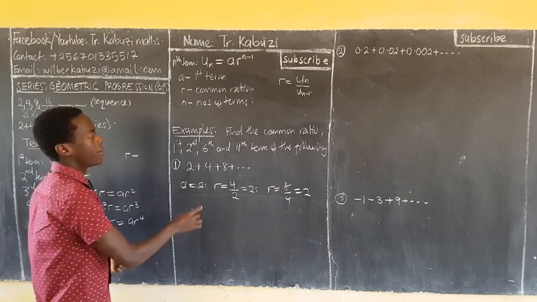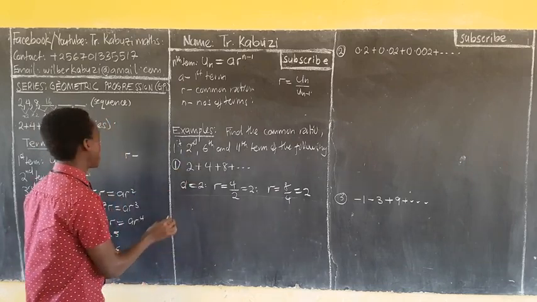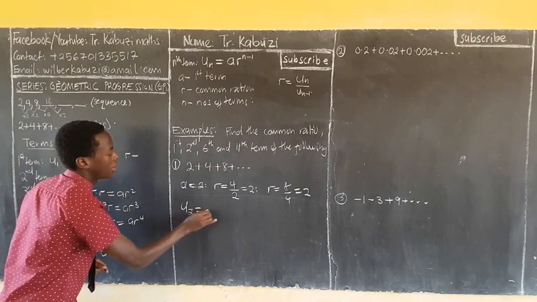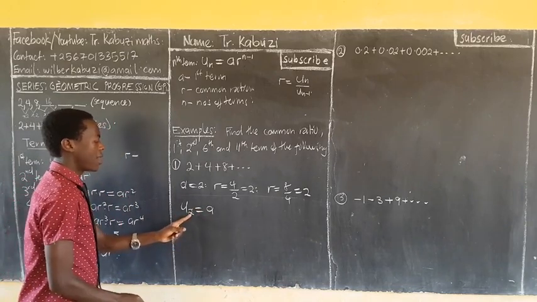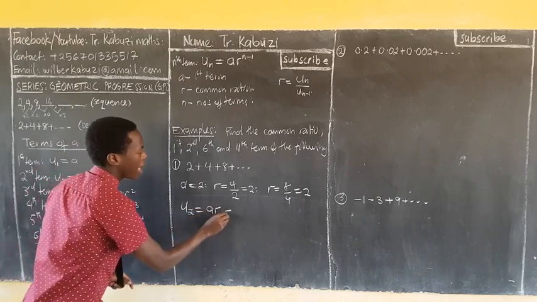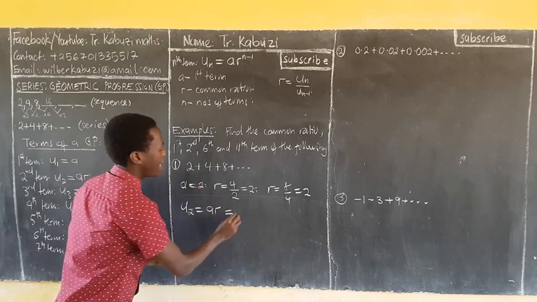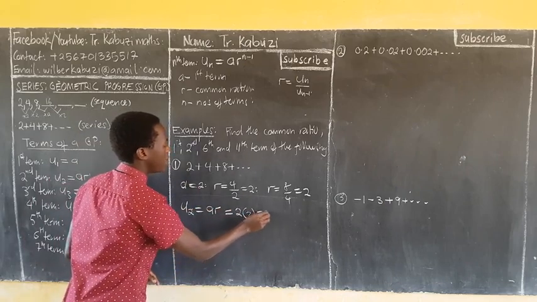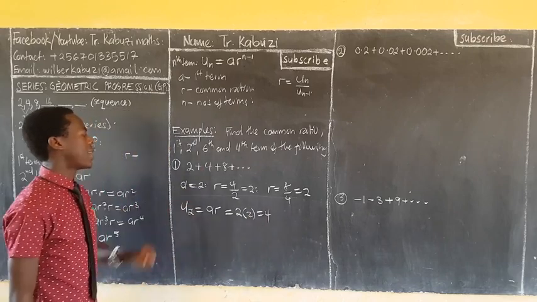Now, one way to get the second term, U2, is always A times R to the power, where I reduce the power by 1, so it will now be power 1. From here I see that my A is 2 and my R is 2, which will be 4. And this is our second term.